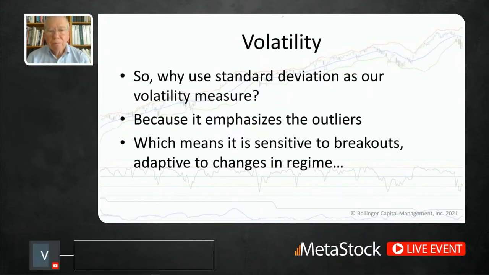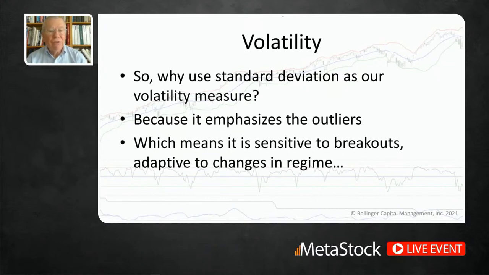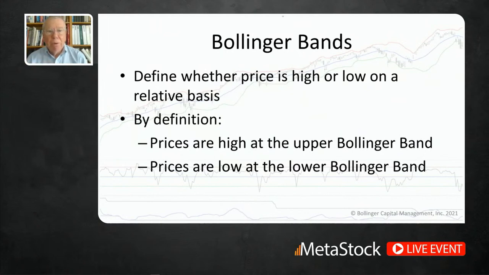So what happens when price starts to move away from the average, when a trend emerges, say an uptrend, and price starts to gap away from the average? The calculation emphasizes those gaps, those outliers, and expands the bands dramatically to keep our definition of high and low relative to the price structure. That means the Bollinger Band calculation is very sensitive to breakouts and adaptive to changes in the volatility regime. All of that just means that it keeps our definition of relatively high and low germane to the price structure. So Bollinger Bands define whether price is high or low on a relative basis.